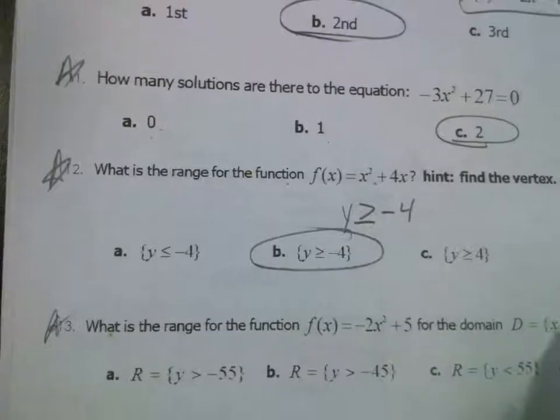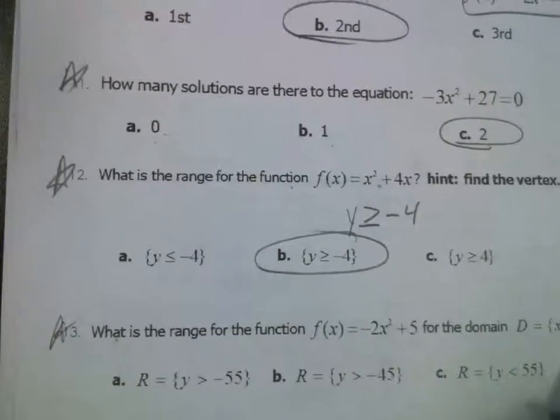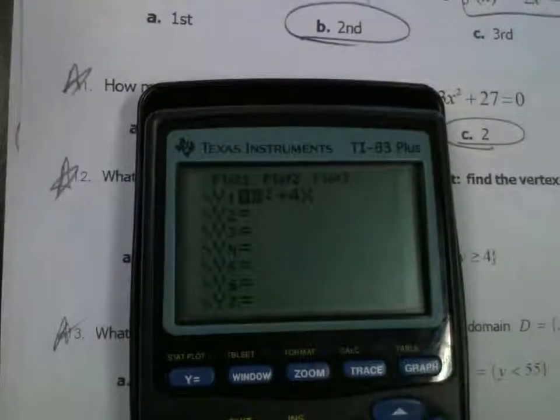What is the range for this? Your domain is where x is greater than 5. What's your range? All right, so do the same thing again.